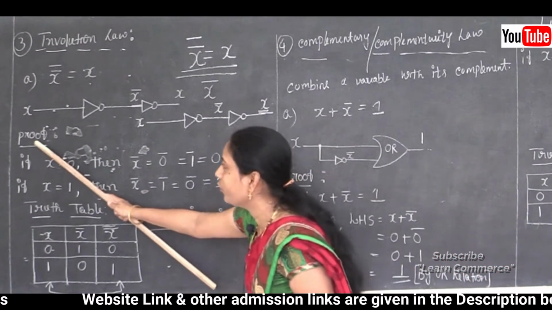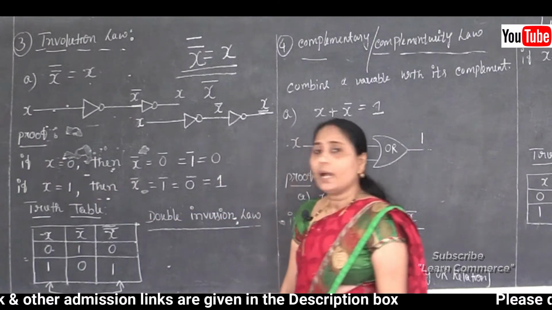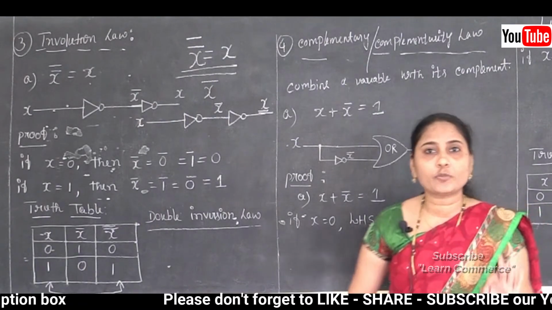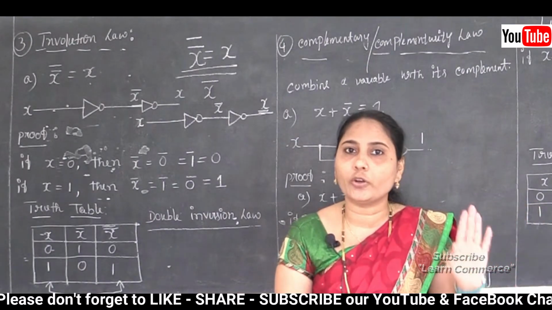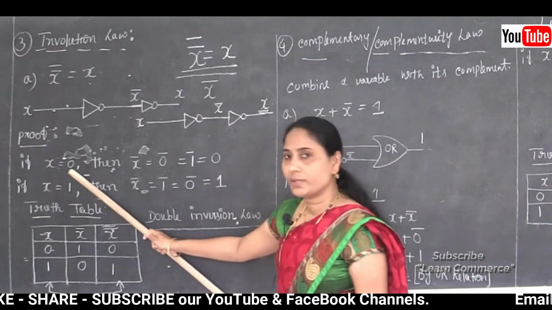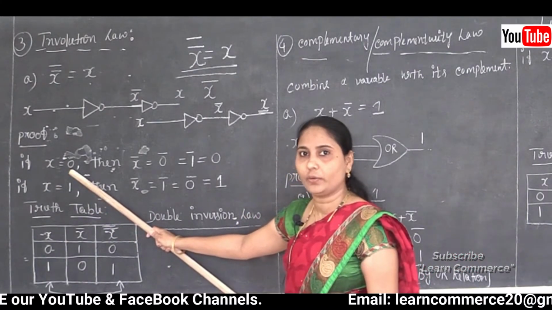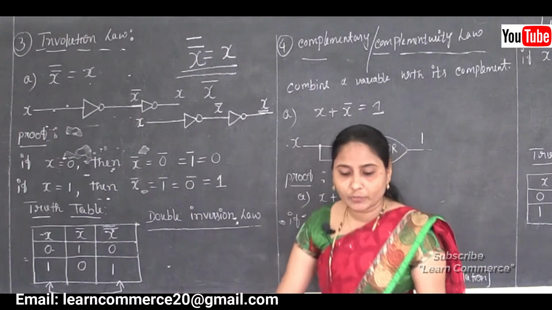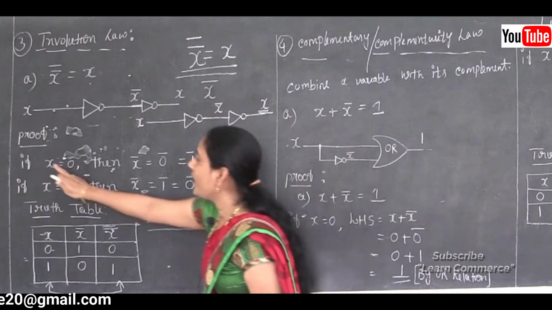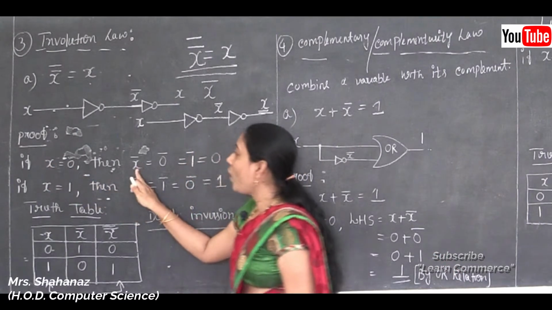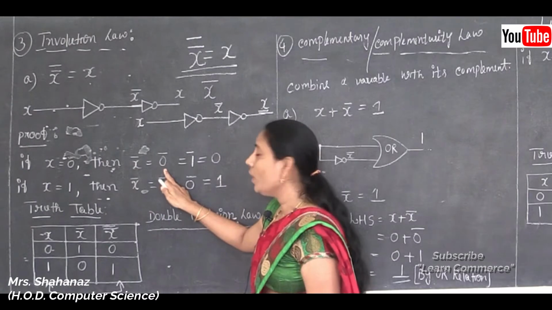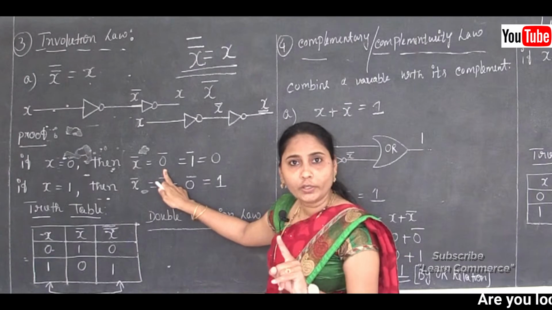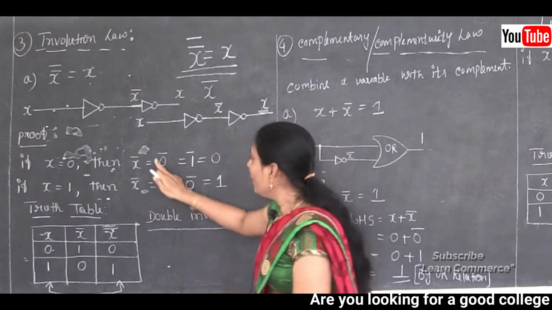Now about the proof. Suppose x value is equal to 0. I use a value for x just to prove whether it holds or not. So if x is equal to 0, then the complement of x is the complement of 0, or in simple words, not false. Clear this point here? Not false.